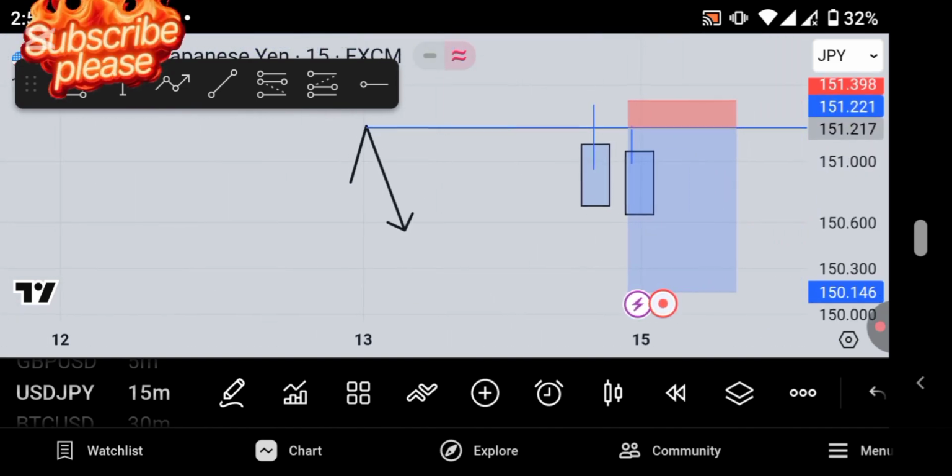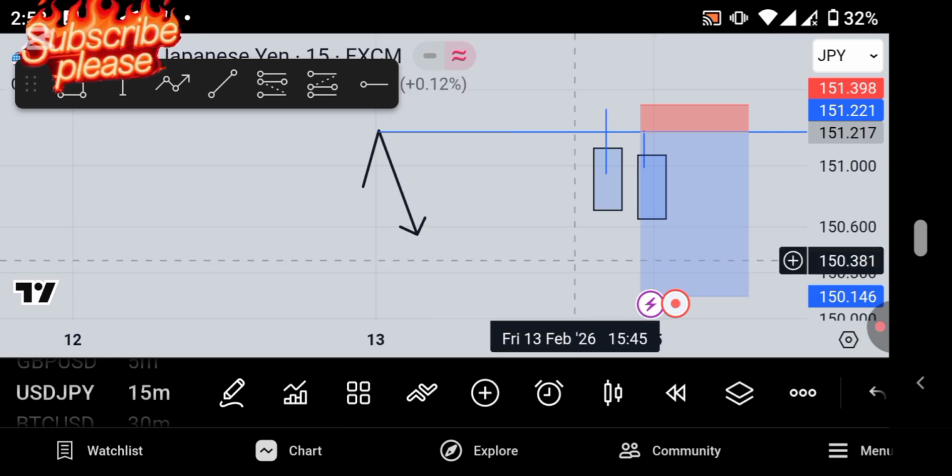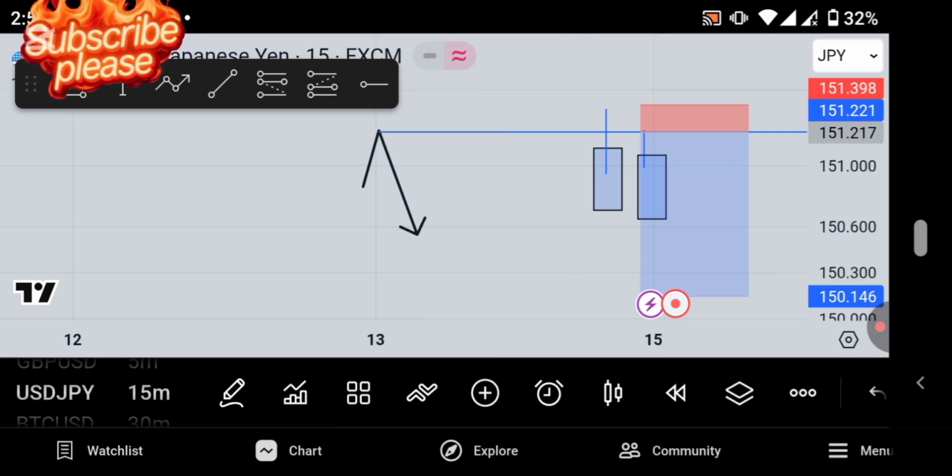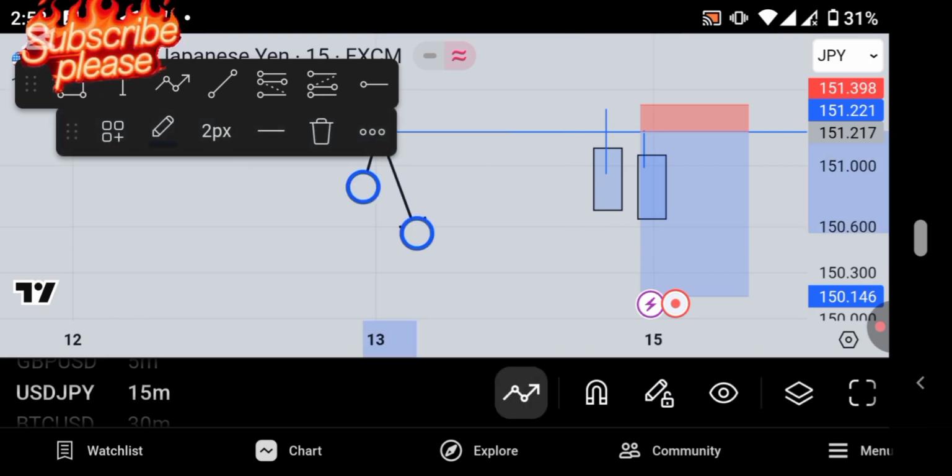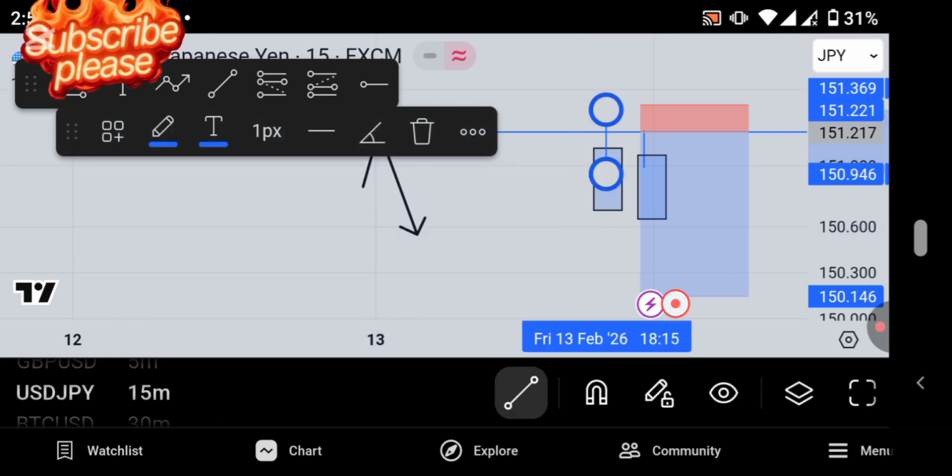So this is what a double confirmation entry looks like. First, we have a high probability point of interest. Then we have a rejection of that point of interest.